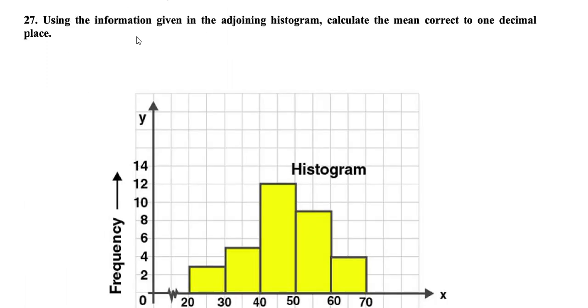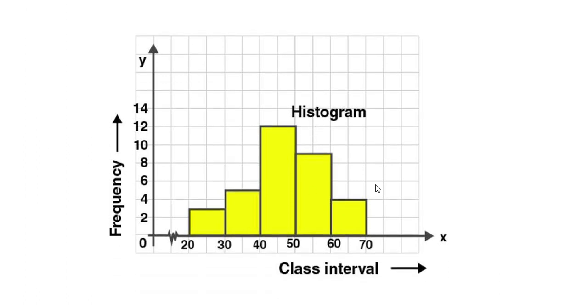Come to the next problem. Using the information given in the adjoining histogram, calculate the mean correct to one decimal place. So a histogram is given there. How to read the histogram? These are the class intervals: 20 to 30, 30 to 40, 40 to 50, 50 to 60, 60 to 70. And on the vertical side it shows the frequencies.